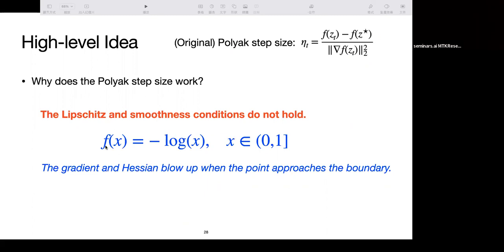Let's recall that for the minus log function we mentioned before, the gradient and Hessian are unbounded when the point x approaches 0. So in a high-dimensional space, it means that the gradient and the Hessian will blow up when the point approaches the boundary of the set which we consider. Hence, to avoid the unbounded gradient situation, we need to ensure that the iterates generated by the algorithm do not touch the boundary. And the Polyak step size obtains this good property.